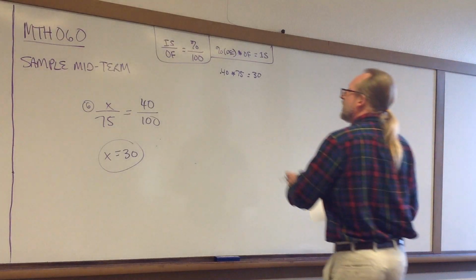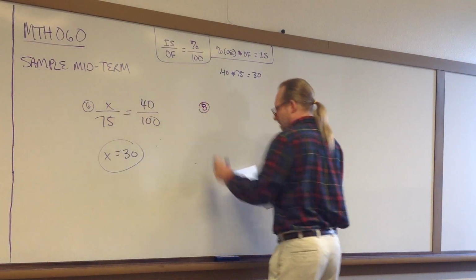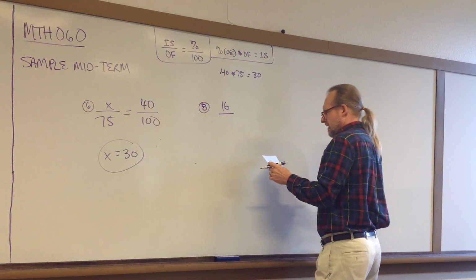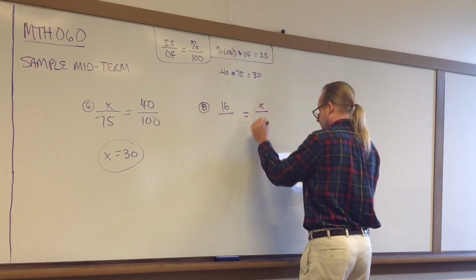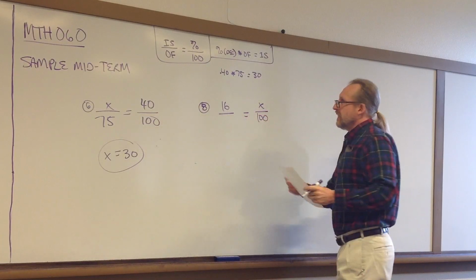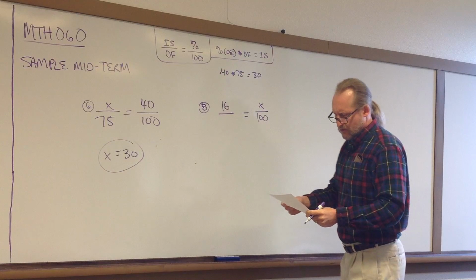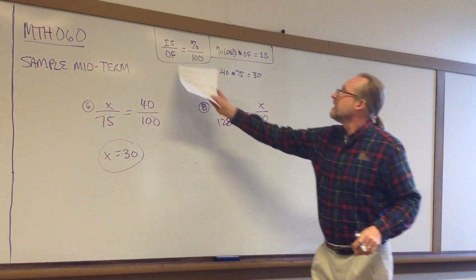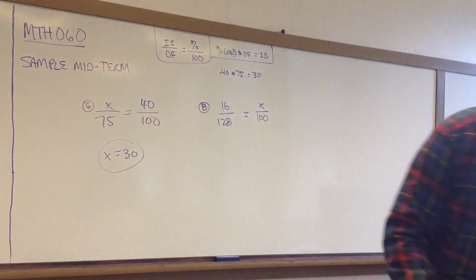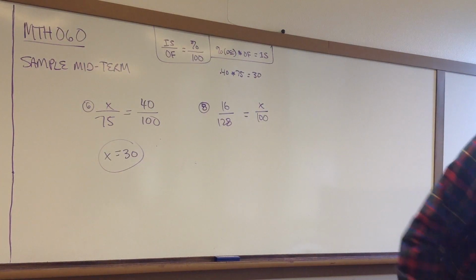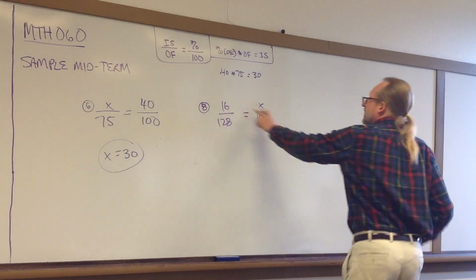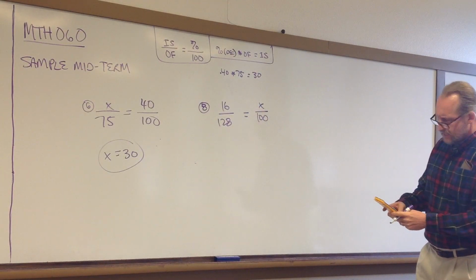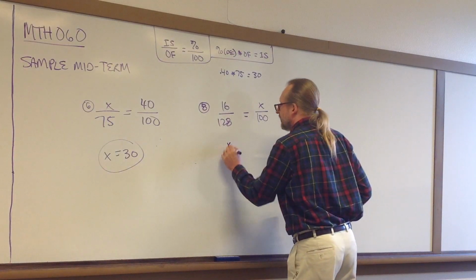All right, so let's do problem 8. Problem 8. 16 is, there we go, 16 is what percent, so that's where the x is going to go, is for the percentage, of 128. So the 128 is our of. All right, let's see here. So what do we do? 16 times 100 divided by 128, and that's 12.5%.